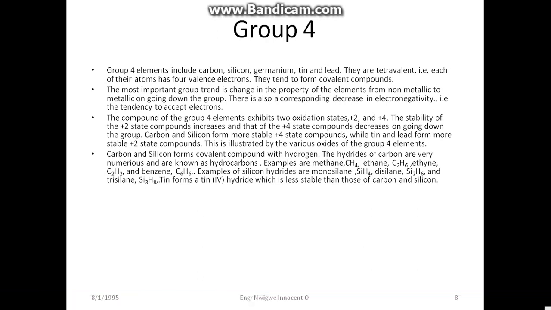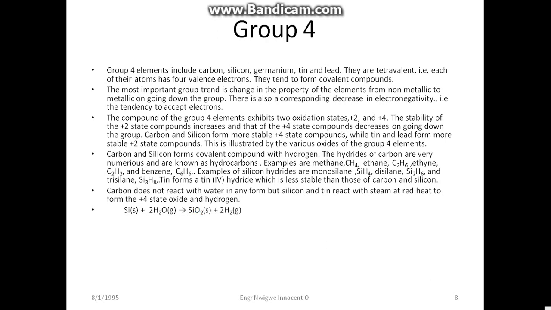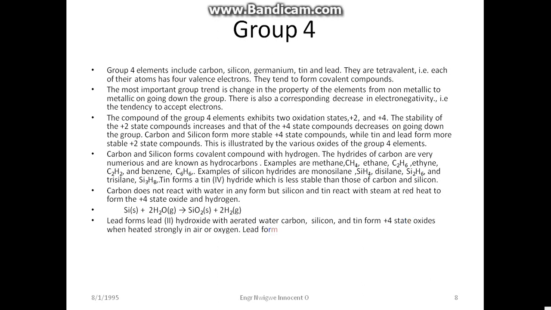Silicon and tin react with steam at red heat to form the positive 4 state oxide and hydrogen. Silicon solid plus 2 molecules of water gas gives silicon oxide plus 2 molecules of hydrogen. Lead forms lead-2 hydroxide with saturated water. Carbon, silicon, and tin form the positive 4 state oxide when heated strongly in air or oxygen. Lead forms lead-2 oxide on heating in air.